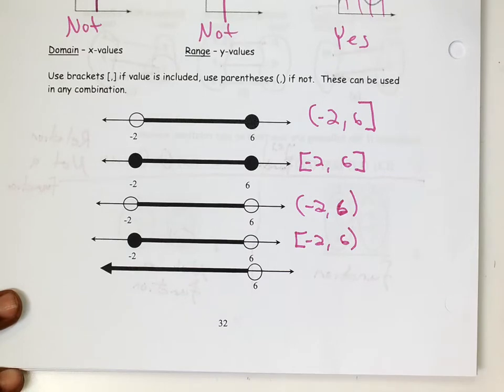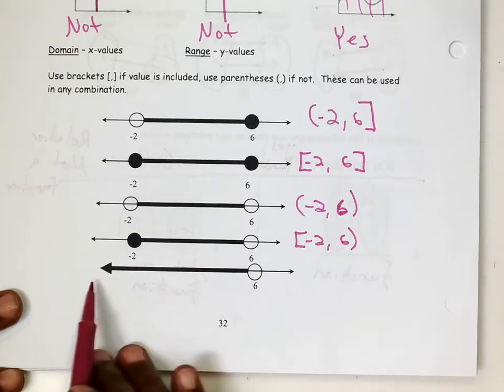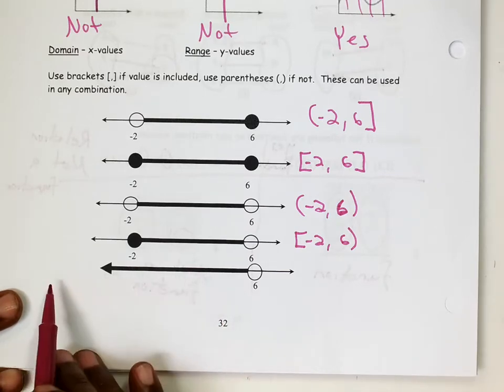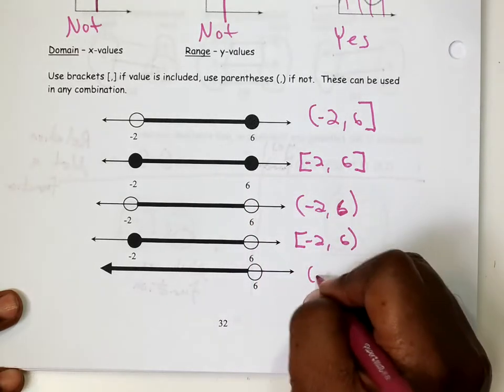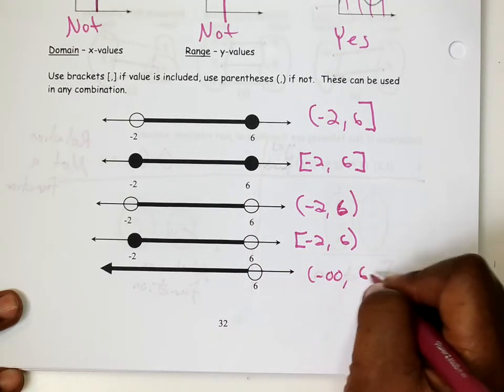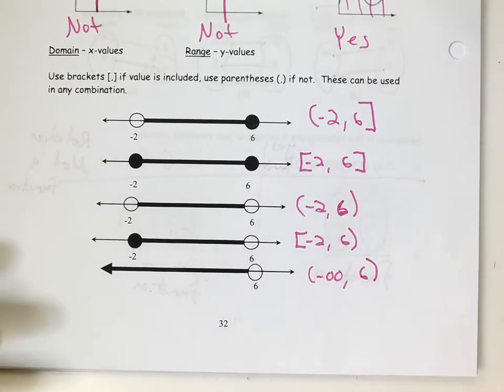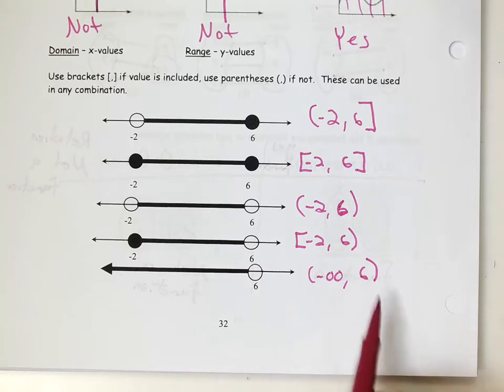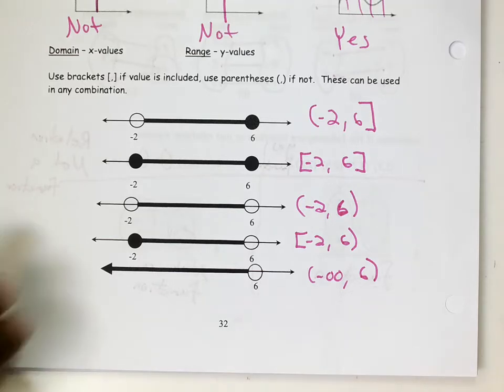by 6. And then here, it doesn't stop. So it goes to -infinity, and anytime we have either negative or positive infinity, it automatically is a parenthesis. So no matter which one it is, we always use a parenthesis for that. And then the 6 wasn't filled in, so I have a parenthesis on that side as well.